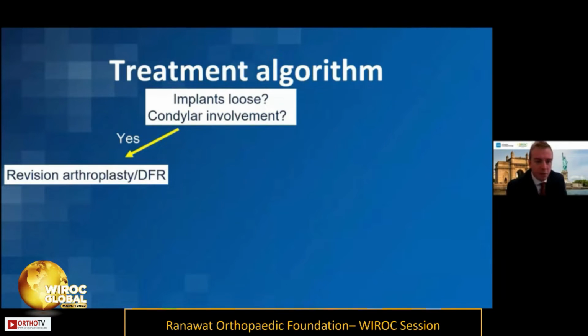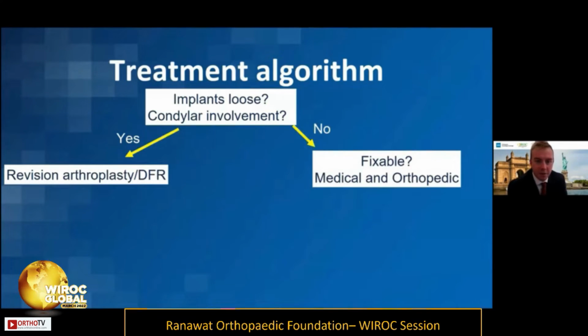If this is the case, then revision arthroplasty, or most of the time a distal femoral replacement, is really the best option. If the implants are not loose and the condyles are not involved, then you ask yourself, based on the femoral bone stock remaining, is the fracture fixable? Also consider the patient's age and comorbidities: if you fix the fracture, are they going to be able to comply with weight-bearing restrictions, or is that going to make them more bed-bound? If the answer is no, then obviously revision arthroplasty or distal femoral replacement is the best option.